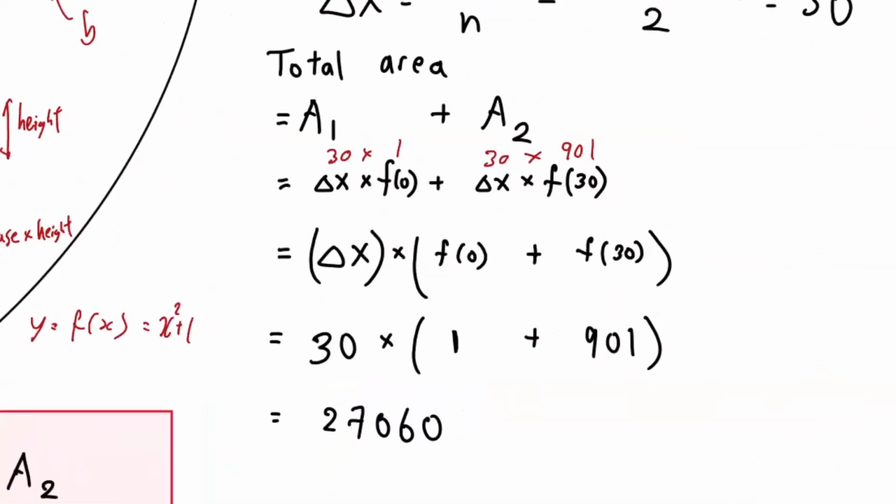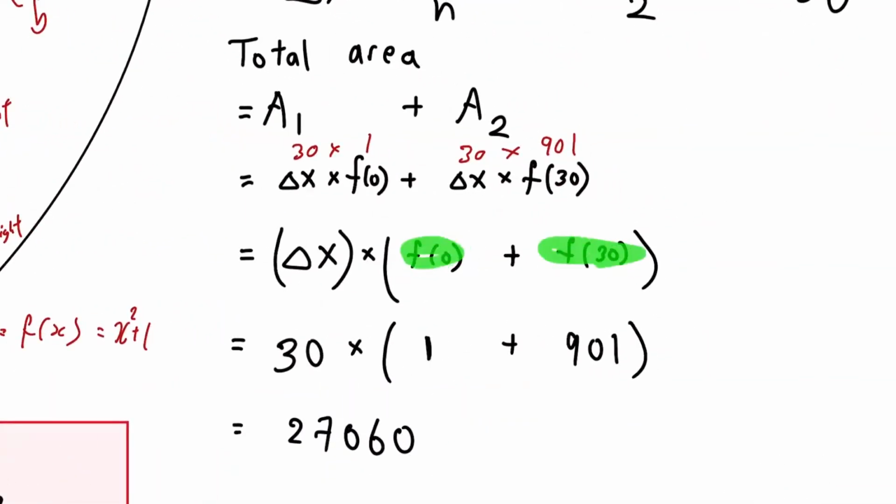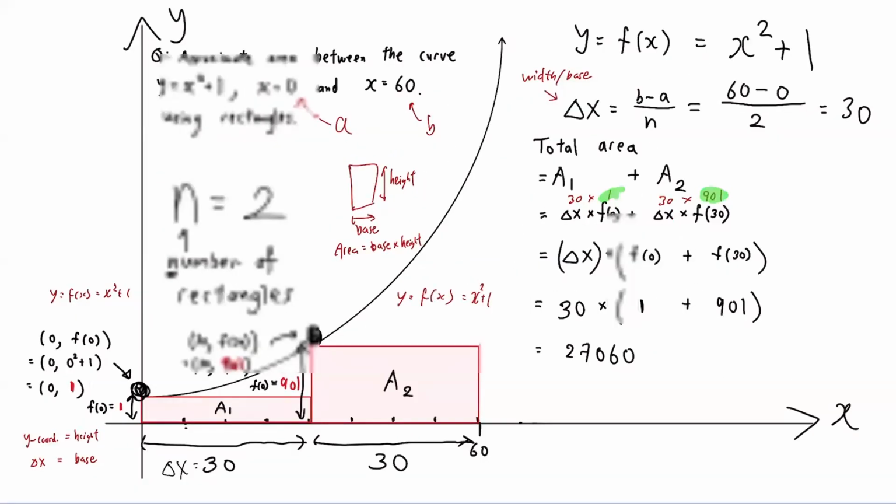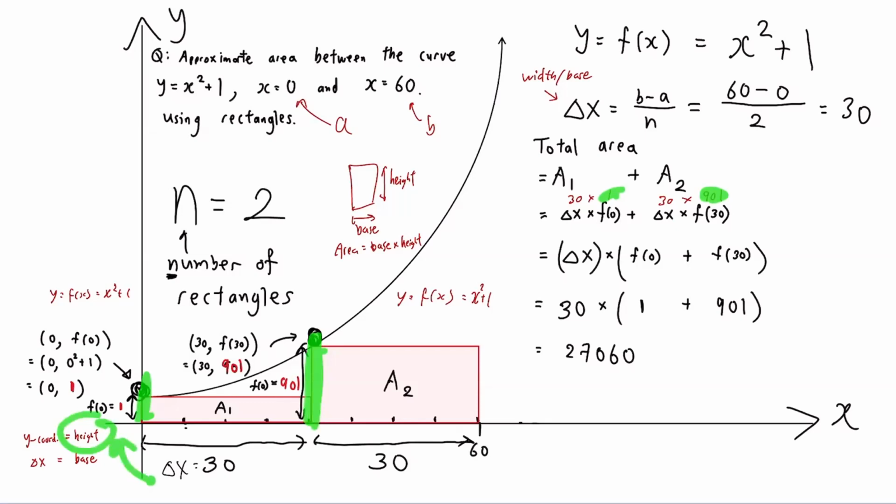I get f of 0 plus f of 30. Remember what is f of 0 and f of 30? It's really just the 1 and 901, right? Which is what of the rectangle? These guys. The height. I don't call it width, I call it base. It's the height, right? Do you agree? The height, okay, good.